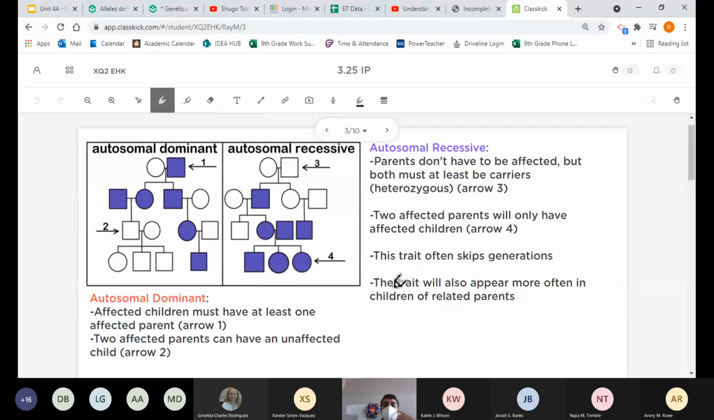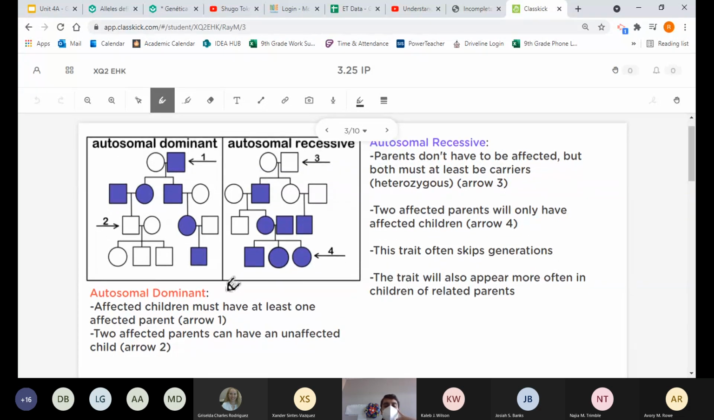So here we have our autosomal dominant and autosomal recessive pedigrees. If I could get a volunteer to read autosomal dominant? So these 2 bullet points down here. Can I get a volunteer to read that for me? Autosomal dominant: affected children must have at least one affected parent, and 2 affected parents can have an unaffected child. Fantastic. Thank you so much, Denise.